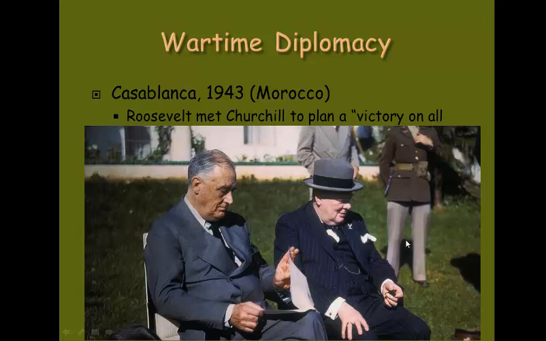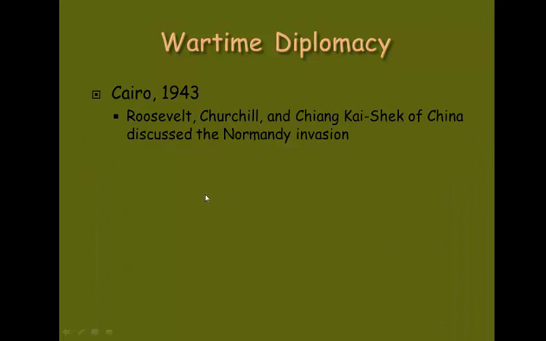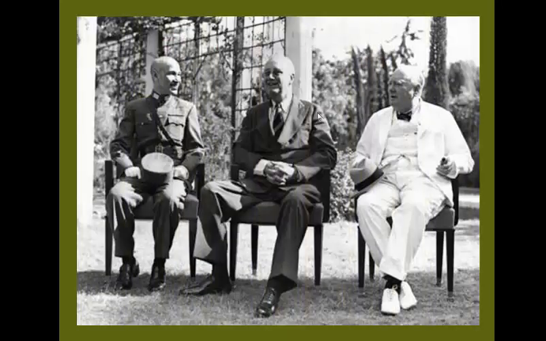You always see him with the cigar, right? They meet again in Cairo, 1943. And Roosevelt, Churchill, and Chiang Kai-shek of China discussed D-Day and how we were going to go about pushing the Germans back. So when you look at the leaders there, Chiang Kai-shek, who would be our ally during the Cold War, Franklin D. Roosevelt, and then Winston Churchill. Once again, there's a cigar.